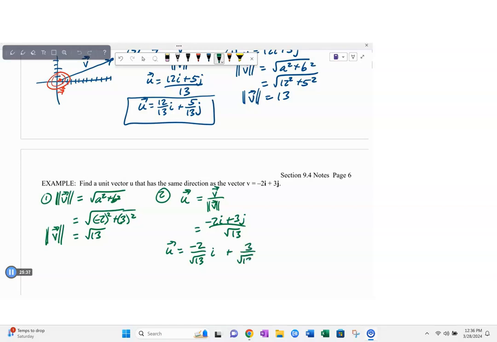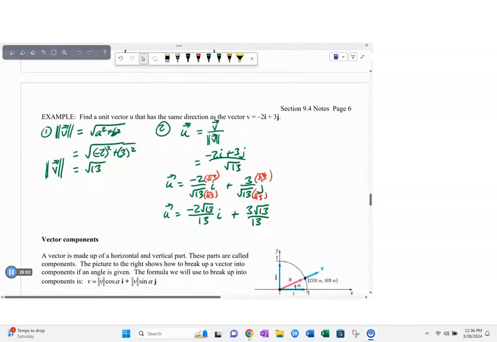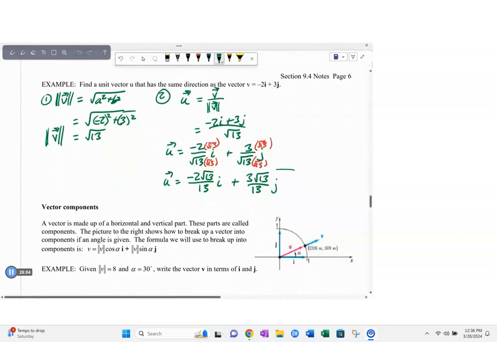I do want to rationalize that. Let's multiply by root 13. Same thing here. We'll be proper about it and rationalize it. So vector u is negative 2 root 13 over 13 i plus 3 root 13 over 13 j. And there's our unit vector for that one.